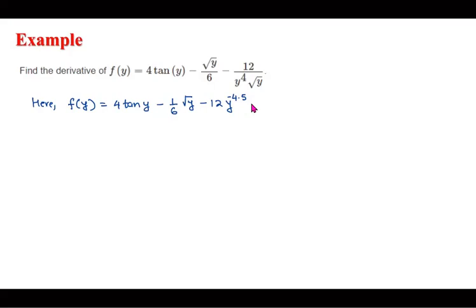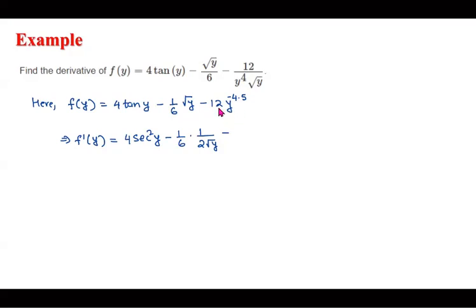So now the derivative would be, we can write like this, f prime y equal to 4 is a constant. We can write as it is. Now the derivative of tangent y is secant squared y, then minus 1/6 multiplied to the derivative of square root of y is 1 over 2 times the square root of y, and then minus, for this one, we can use the power rule.